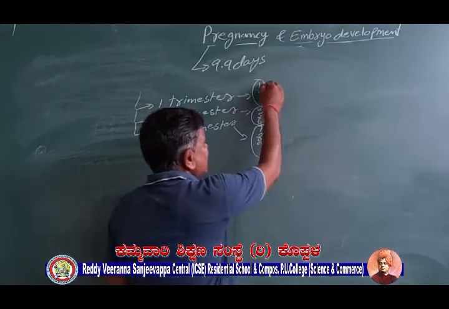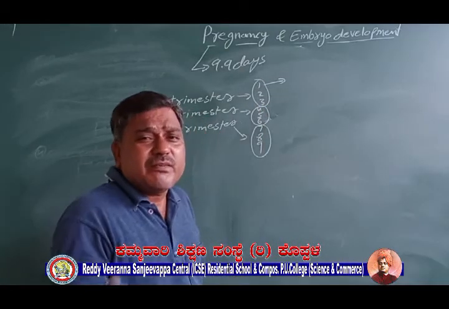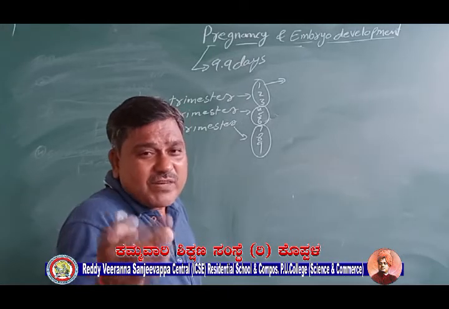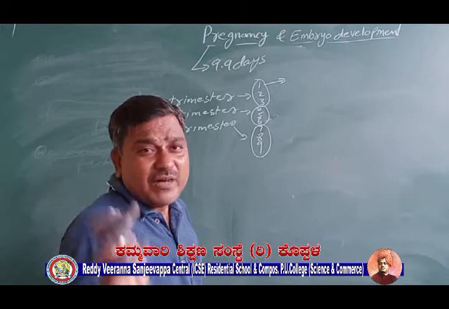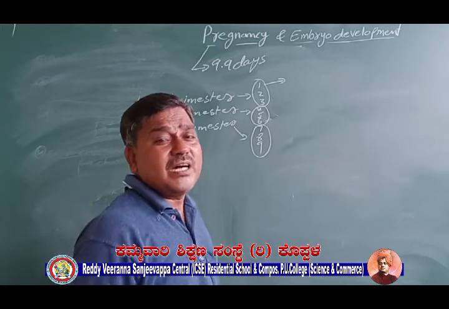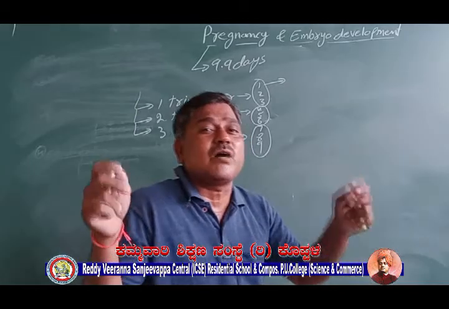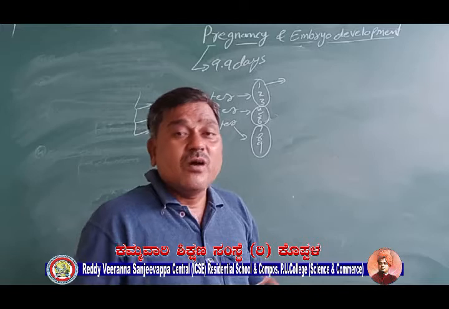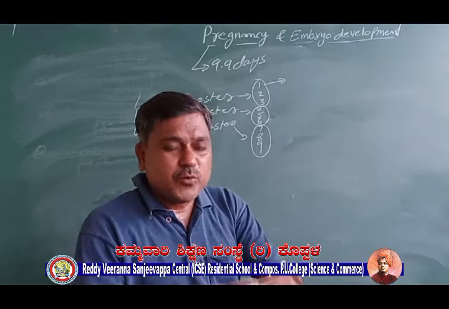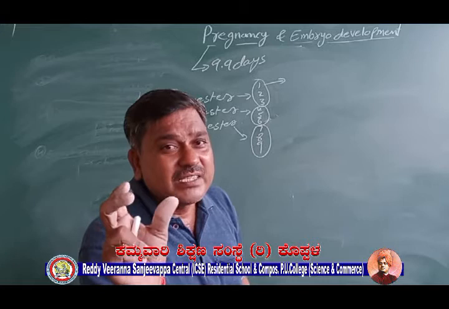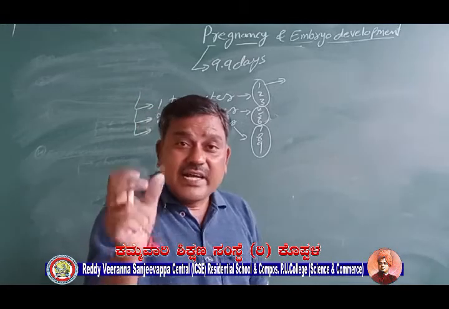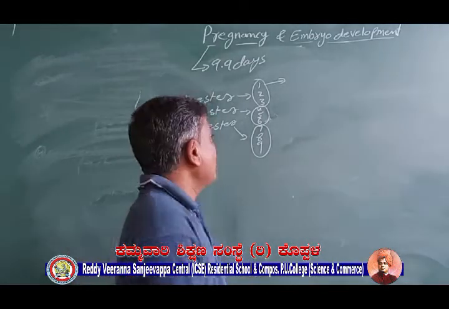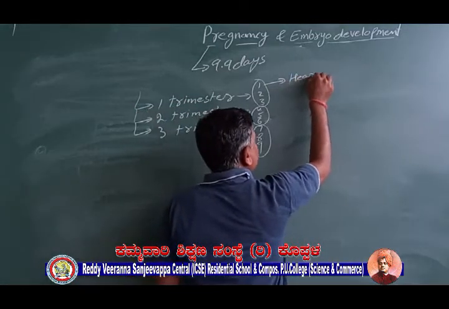So first trimester, that is first month. Immediately after completion of first month, there is development of the heart. So in the first month of pregnancy, development of heart occurs, and we can identify this by listening to the sound of the heart, that is the heartbeat, through a stethoscope. So up to completion of first month, there is development of heart, and identification of heart sound is done by stethoscope. So first month, heart development.